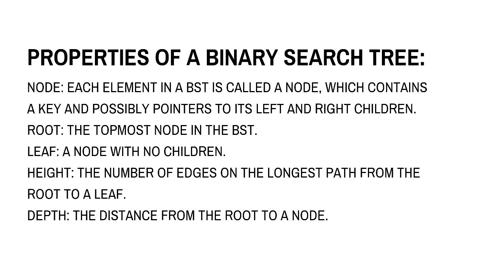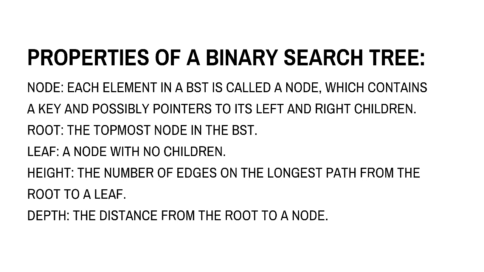Then there is the height. Height is the number of edges on the longest path from the root to the leaf. Then there is depth, the distance from the root to the node. These are the terms usually used in a binary search tree whenever you try to explain a situation. You cannot just simply say this is the dot in the middle or something like that. You have to use these properties, or let's say words, to explain a binary search tree.